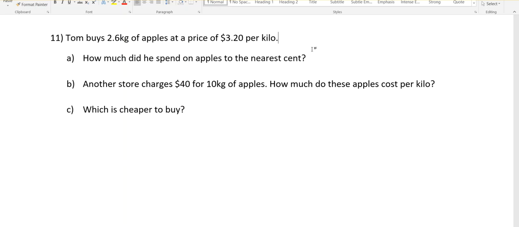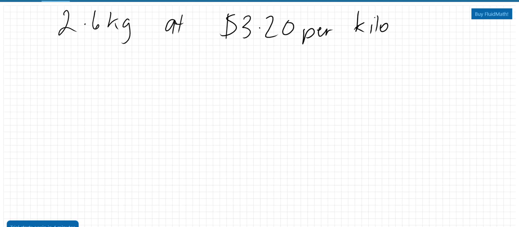So let's work the first one out together. Okay, so if it's 2.6 kilos and the cost is $3.20 per kilo, we just have to multiply this together to work out how much he spent. Okay, so we end up with 2.6 times 3.20, or I'm just going to write 3.2 because I'm going to first calculate it out. And the 0 doesn't need to be there at this stage.